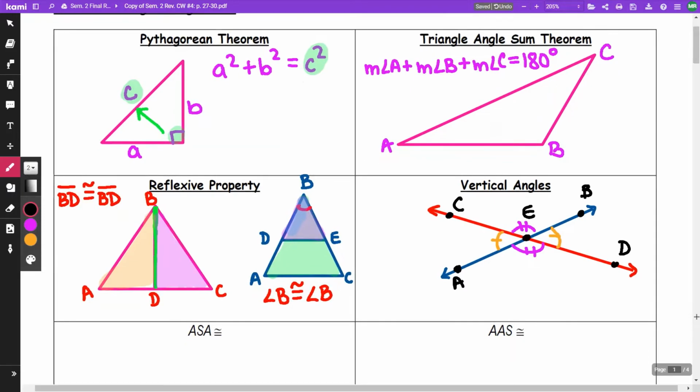So we are going to have the following two statements. These orange angles here, angle AEC, is going to be congruent to angle BED, because they are vertical angles. Okay.